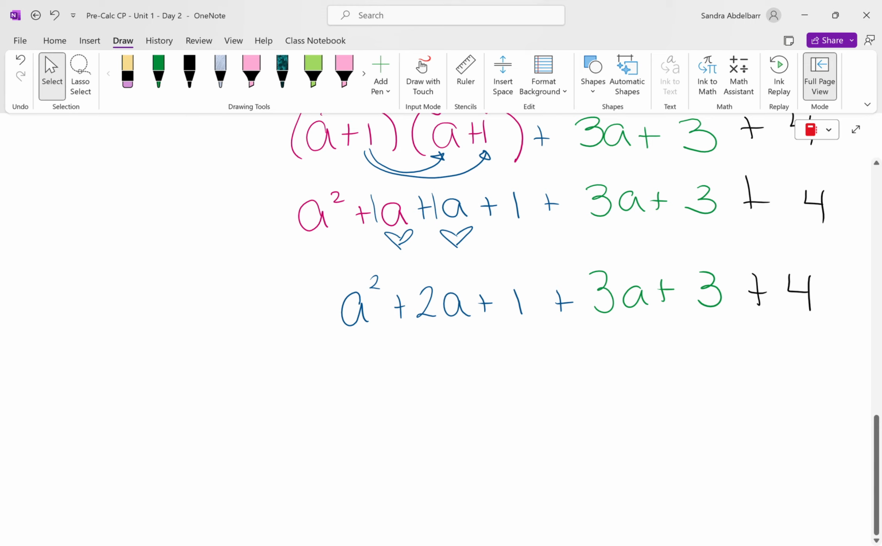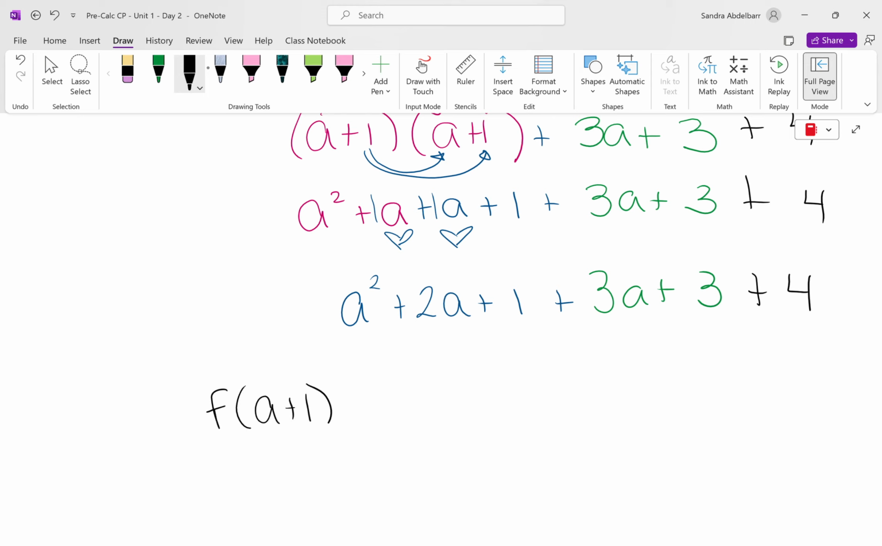So now I'm down here, at this point right here. I've distributed everything I could distribute, but I'm still not done. Does anybody know why I'm still not done? What can I do? What's your name? Erin. Like terms. Good. We can combine our like terms.